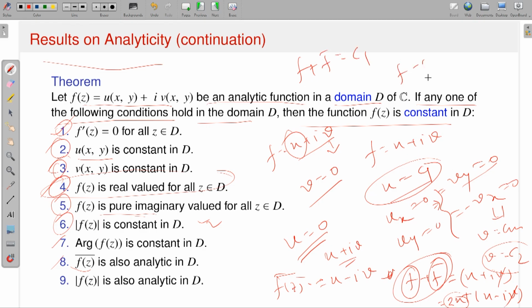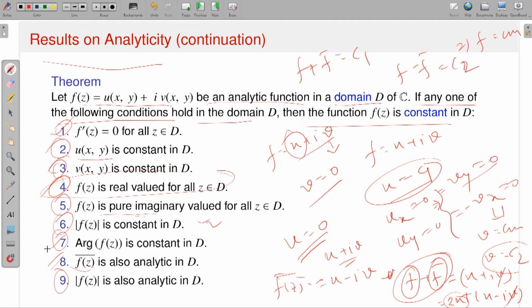Similarly, f minus f bar is also an analytic function, because f is analytic and f bar is analytic. It takes purely imaginary values, so this is also constant. If I add them, that implies f is constant. So this is very nice, you should just complete it. This one I have done. Similarly, you can prove this and this.